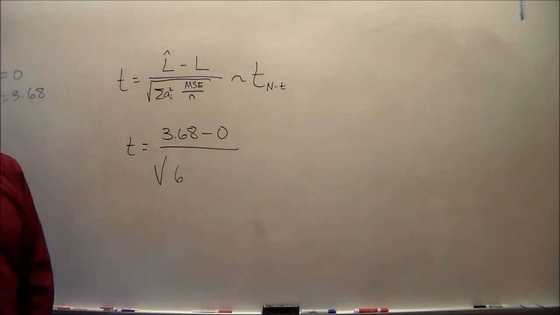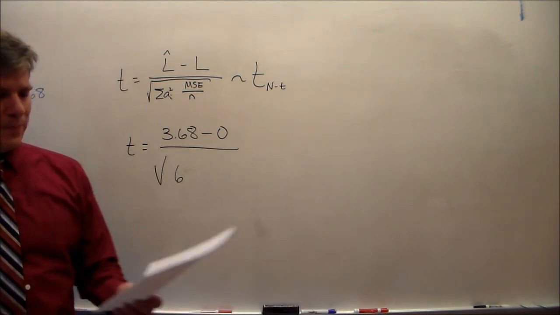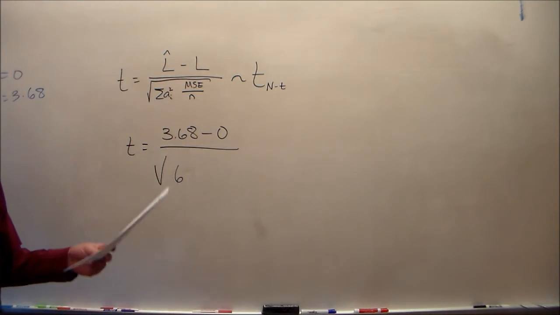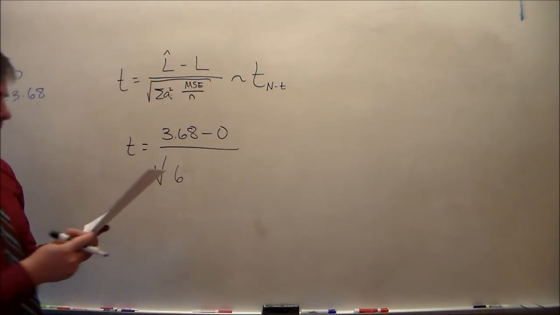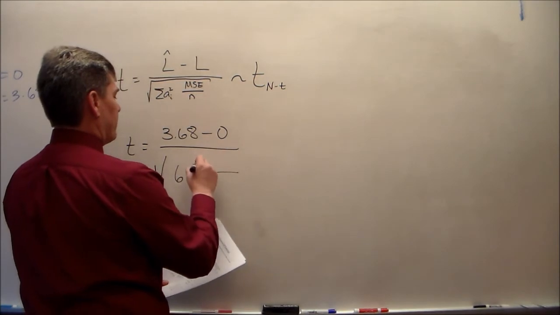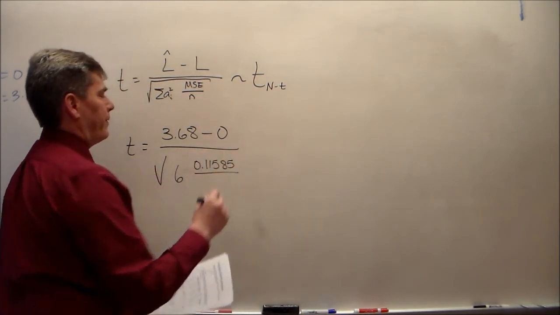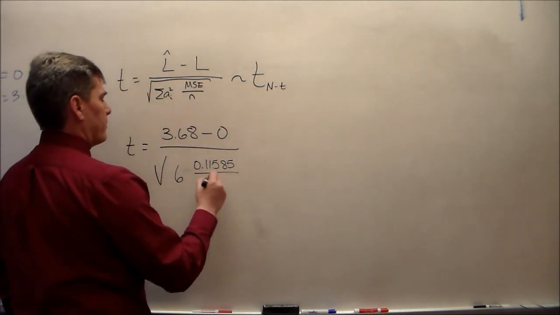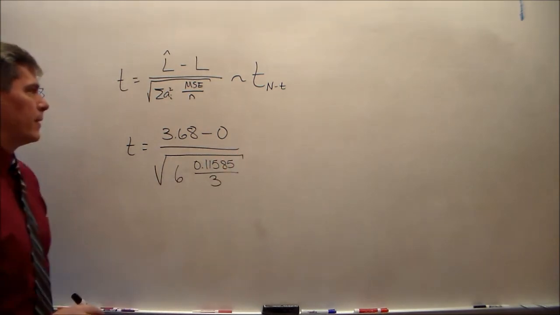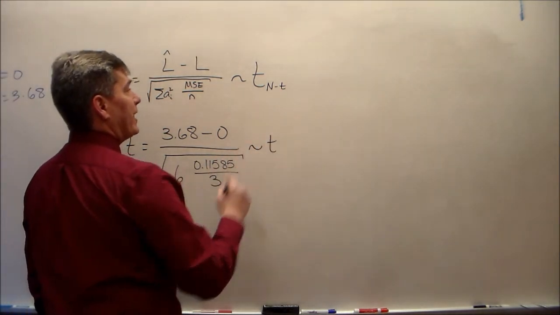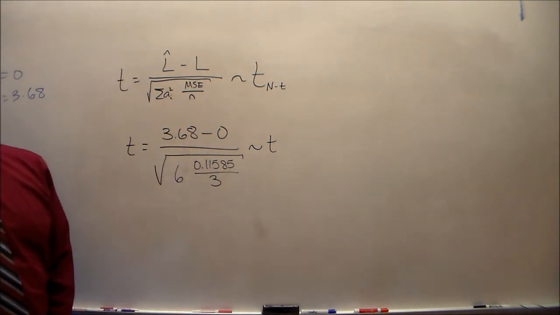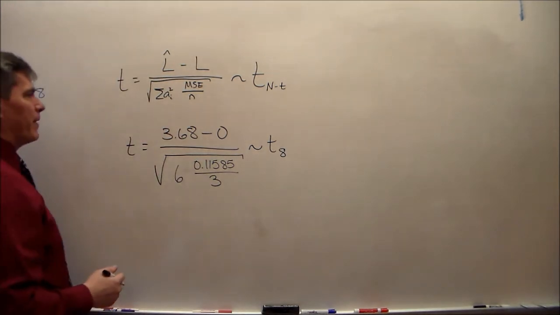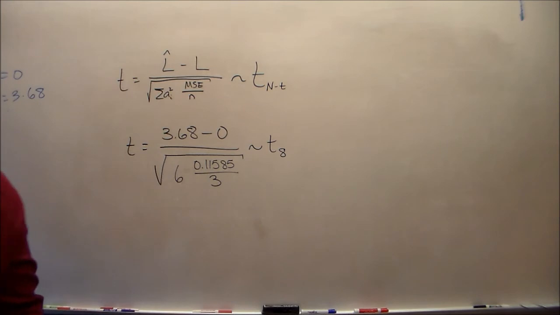The mean squared error is the same as it has been in the meat bacteria example. The mean squared error was somewhere on here. I was trying to remember. And n is 3. And this is going to be distributed according to a t distribution with how many degrees of freedom? 8. Same as it has been over the last couple lectures. So let's do this calculation to get a number.